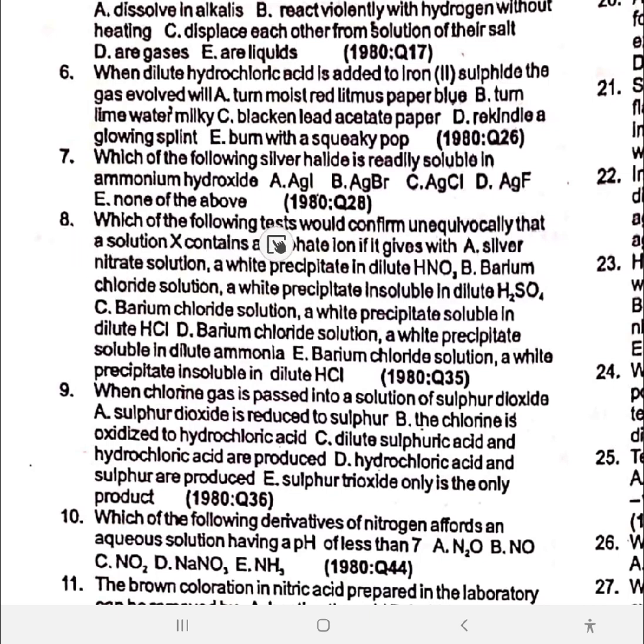Good. Number 8, which of the following tests would confirm unequivocally that a solution X contains a sulfate ion? So first you need to know, how do you test for sulfate? The precipitate barium sulfate is spelled BaSO4. If you check, you will see option E actually: barium chloride solution, a white precipitate insoluble in dilute HCl. Let's take the notes first. It's simple. The precipitate is barium sulfate.